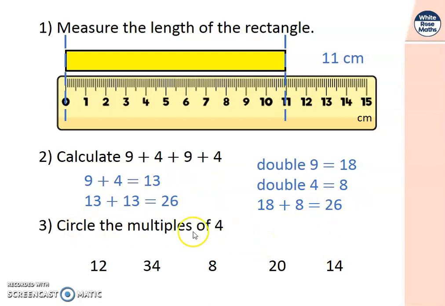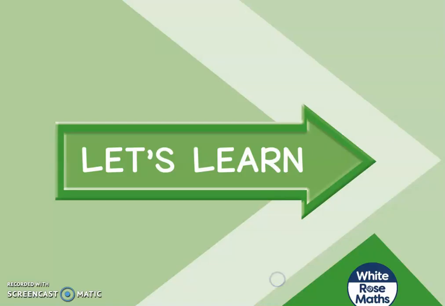Number 3, circle the multiples of 4. Multiples means they must multiply, so they must be in the multiples of 4 in the 4 times table. 12 is in the 4 times table, 8 is in the 4 times table, and 20 is in the 4 times table. We might need to be able to do this today to work backwards from the perimeter. So you need to know your 4 times table today. Let's move our learning on.